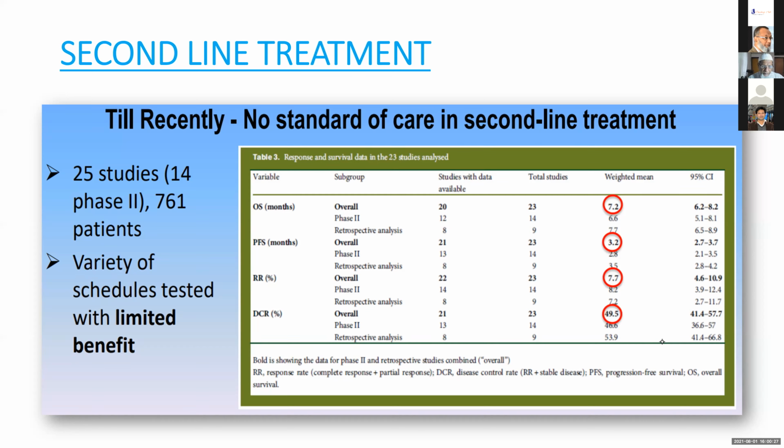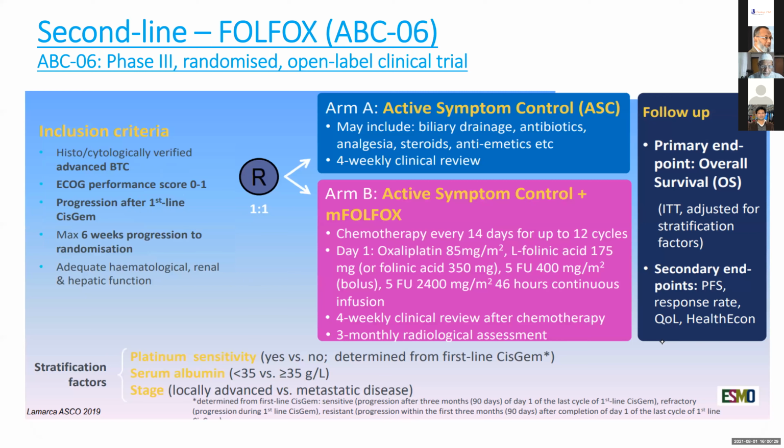Then we come to the ABC06 study. Is there any standard second-line treatment? This was a randomized phase 3 open-label trial in advanced BTC with good performance status patients, randomized 1:1 into two arms. One arm received best supportive care or active symptom control, and the other received modified FOLFOX along with active symptom control. And the primary endpoint was overall survival.